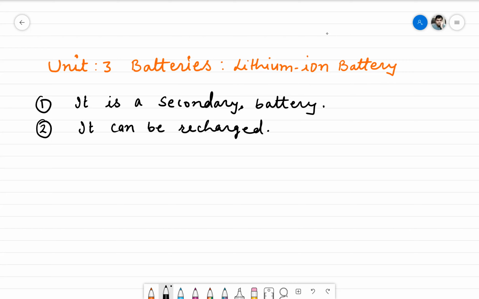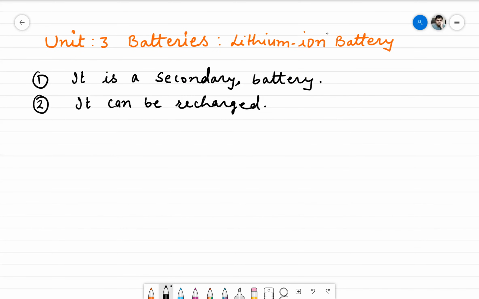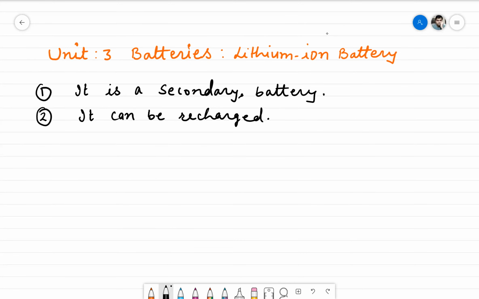This is named as lithium ion battery because the lithium ions are responsible for the charging and discharging of this type of battery. It is different from the lithium cell. Lithium cells are the primary batteries, and they are named as lithium cells because in those cells the lithium metal was used as an anode. But in this case we call it lithium ion battery.